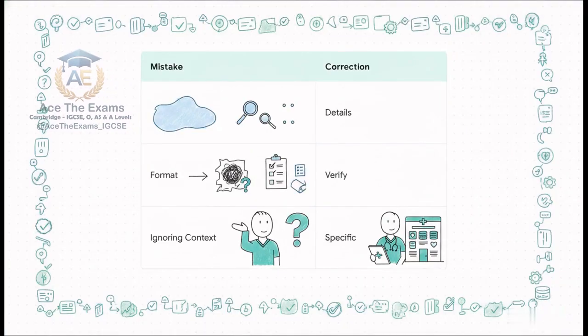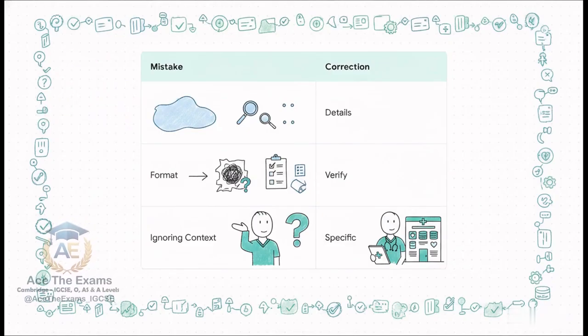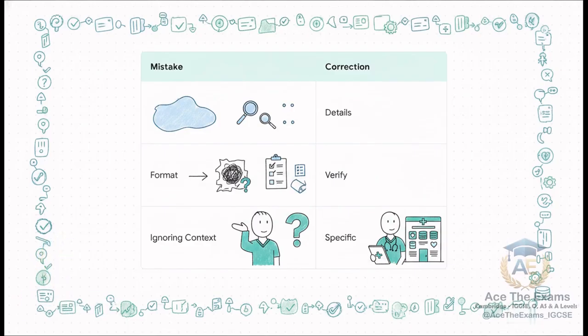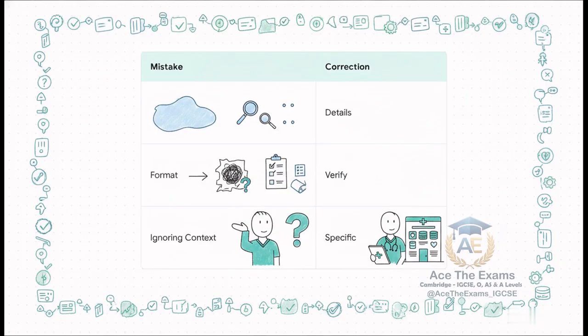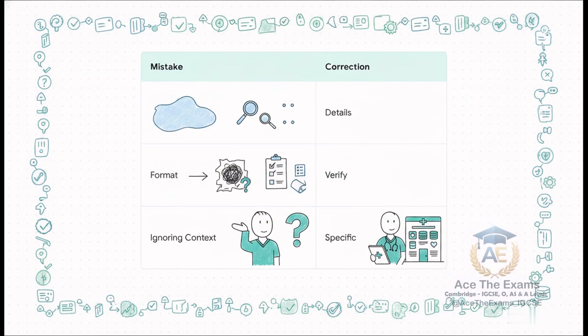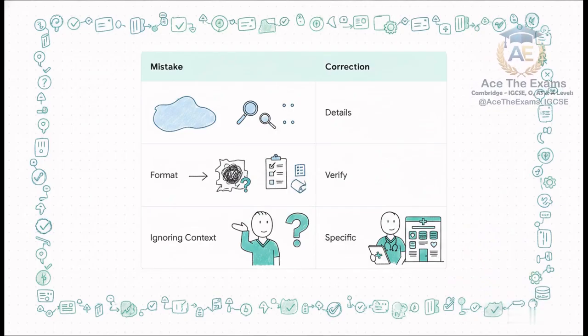Let's break down the top 3 fatal mistakes candidates make during these exams and the exact corrections needed to safeguard your grade. First, answers are too vague. The fix? Provide specific details using the PEEL framework. Second, students forget to check format and presentation. The fix? Always verify your presentation against the conventions we discussed earlier. Show your working clearly. And third, this is a huge one, ignoring the scenario. If they give you a scenario about an airline booking database, your answer cannot be a generic textbook definition. You must make your answers specific to the airline context given. If you don't, you are leaving guaranteed marks on the table.